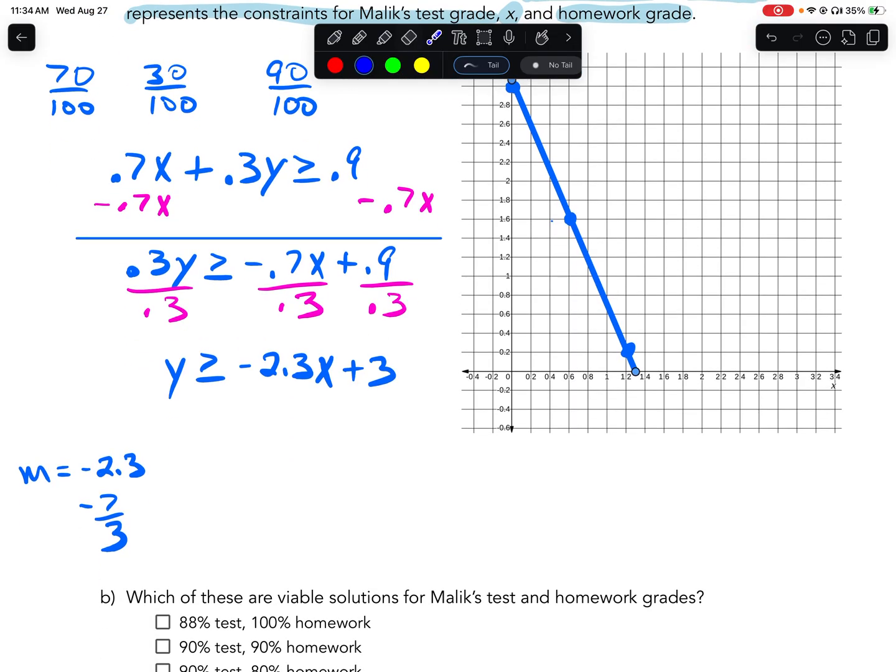Our average is greater than or equal to, so my shading is going to be above this line in this region. So I'm going to go ahead and shade that. And that's the answer.